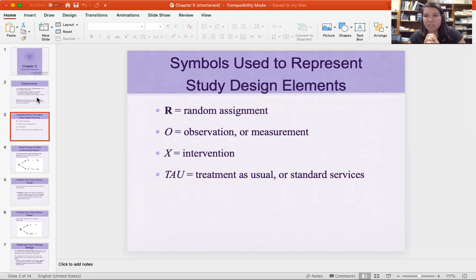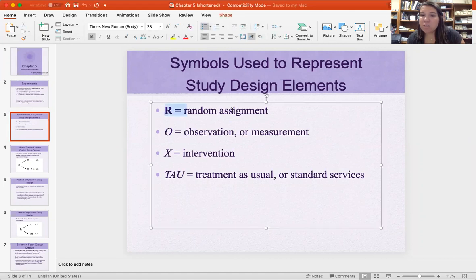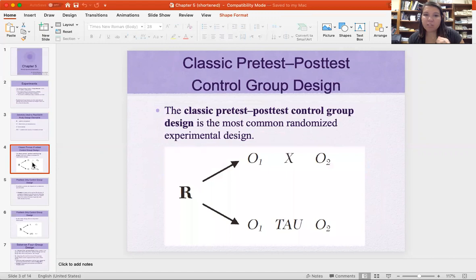So this is the idea that you have your group of individuals who are participating in the study, and you literally flip a coin and they are either randomly assigned to the treatment group or randomly assigned to the intervention group. In the subsequent slides, you're going to see some letters. R means random assignment happened, and then an observation happened, an intervention happened, or a treatment as usual group, right? Okay, so the first one is the classic pre-test, post-test control group design, okay?